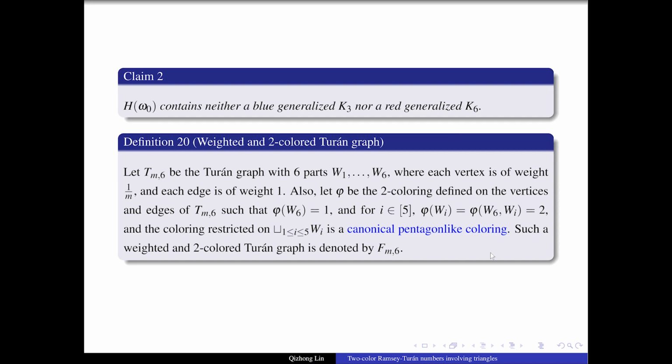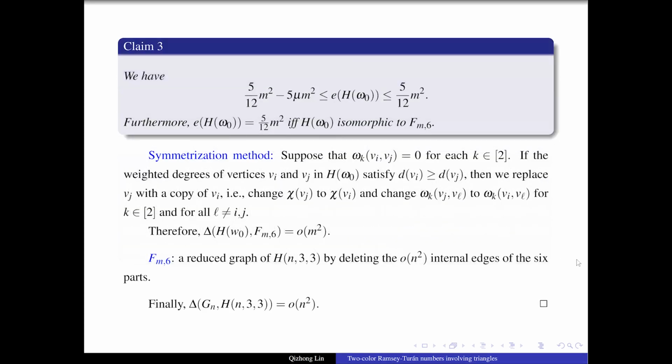Then we can see that the number of edges of the reduced graph H omega 0 roughly equals 5/12 m squared. Furthermore, the number of edges of H omega 0 equals 5/12 m squared if and only if the reduced graph H omega 0 is isomorphic to the weighted and colored Turán graph FM6.